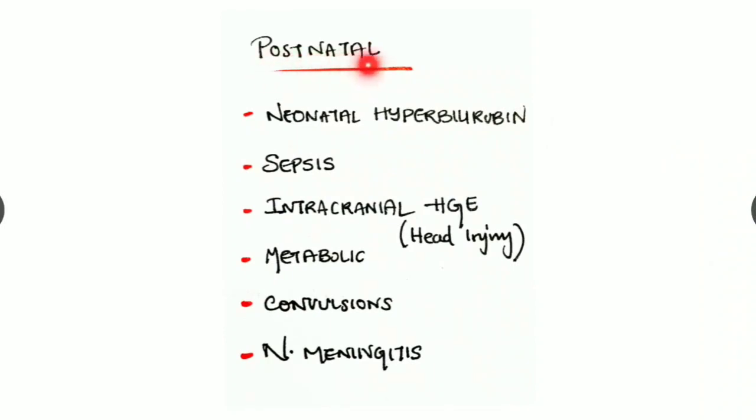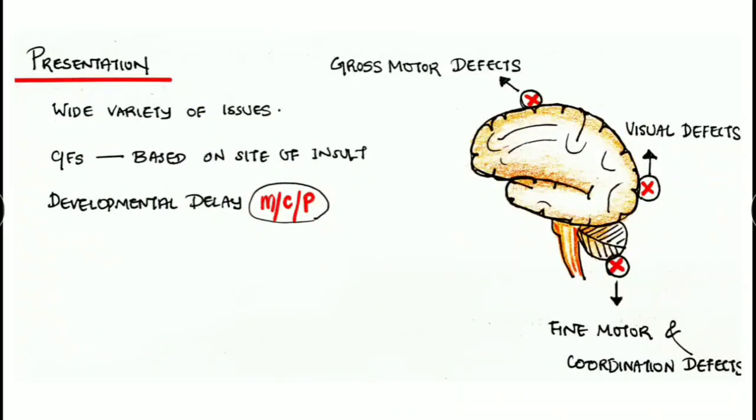Let's see which are the postnatal causes. Neonatal hyperbilirubinemia, sepsis, intracranial hemorrhage due to any head injury, metabolic causes like hypoglycemia, convulsions, and neonatal meningitis. Let's see the presentation of cerebral palsy. A wide variety of issues are noted.